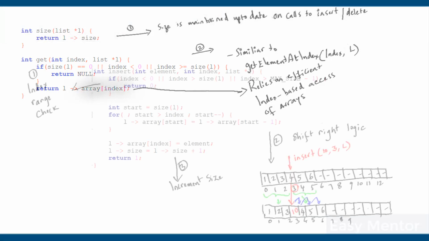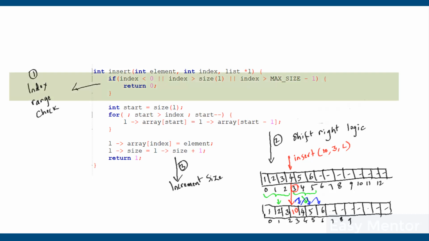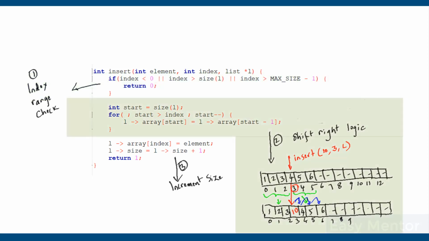Insert does three major tasks. The first task is to validate the index. Index has to be in the range of 0 and the size of the list, and it also can't exceed the maximum size that the array has been allocated, in which case it just returns a 0. The next piece of code is probably the meat of the function.